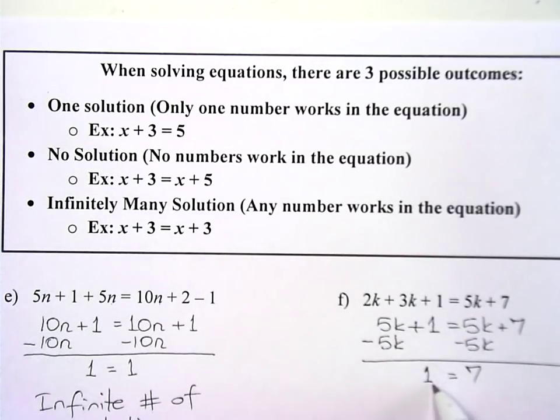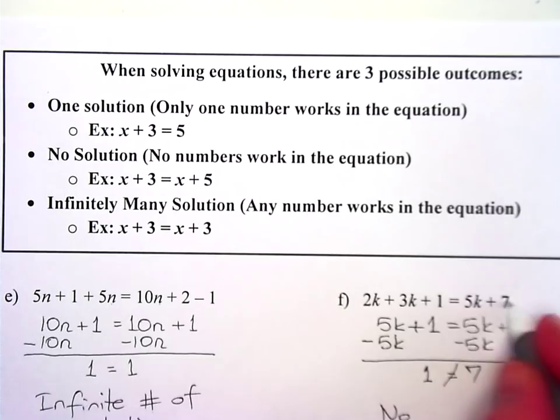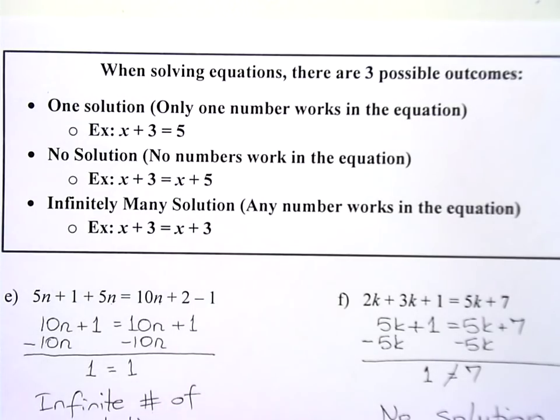Oh, but here I have 1 equals 7. That is absolutely not possible. These two numbers are not equal. That tells me that this equation actually has no solution. And you simply write no solution, and you are done.